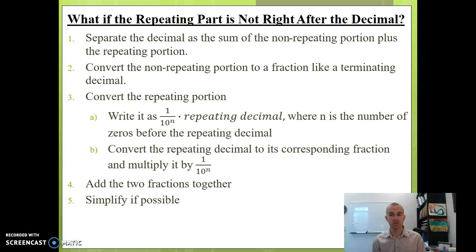The non-repeating portion we can convert very easily into the fraction like a terminating decimal. The repeating portion we got to pay a little bit more attention to. And what we're going to do is treat it like it's a repeating decimal, and we're going to multiply it by 1 over 10 to the n. And n is going to be the number of zeros before that repeating decimal. Then we're going to convert it into its fraction, and then we can actually add those two fractions back together.